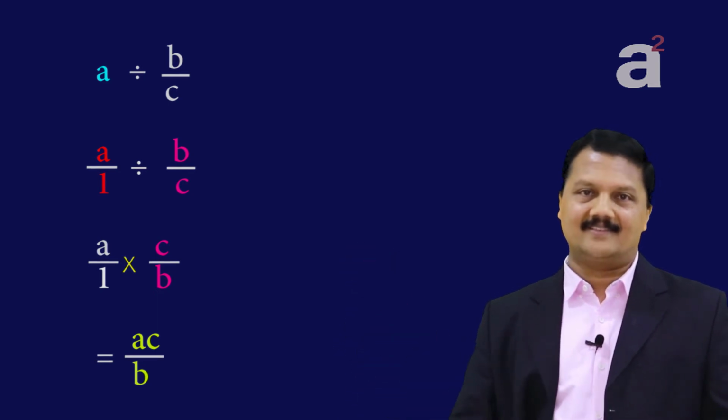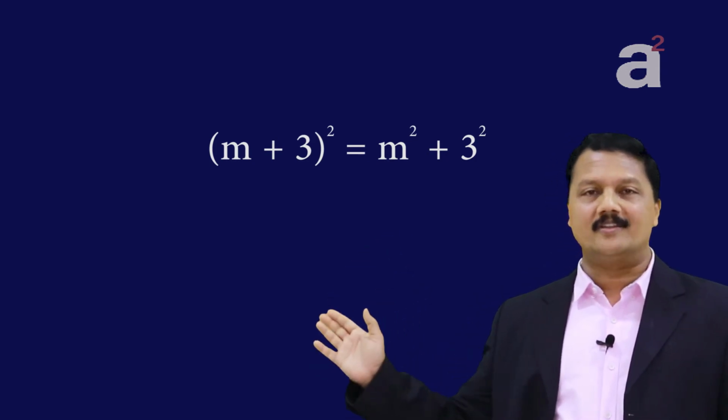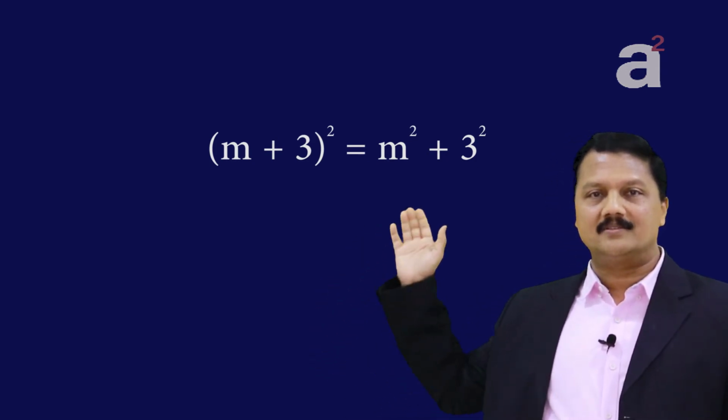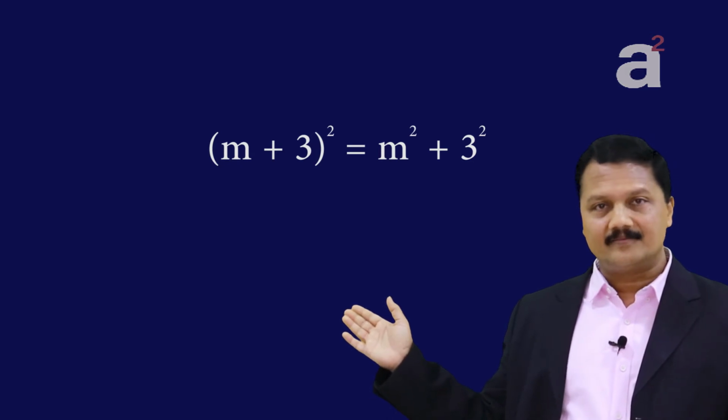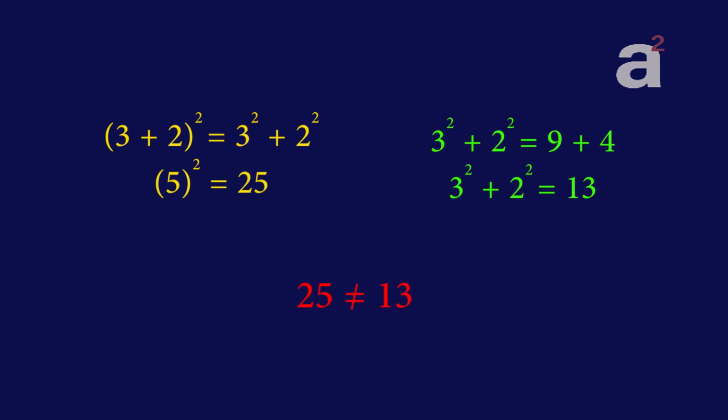So it's like this. Another common error is (m plus 3) the whole square is equal to m square plus 3 square. Is it right? It's not. For example, if you have (3 plus 2) the whole square, is it equal to 3 square plus 2 square? No, because 3 plus 2 is 5, and 5 square is equal to 25. 3 square plus 2 square means 9 plus 4, which is 13. 25 is not equal to 13.